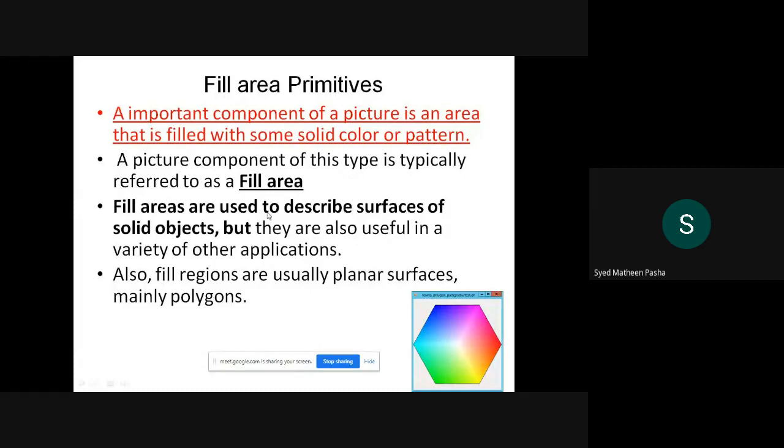Fill areas are used to describe surfaces of solid objects, but they're also useful in a variety of other applications. In some of the applications, if there are no characteristics such as color as well as patterns in it, the efficiency of that particular application is not much, right? So in those cases, we'll be using fill areas. Then also, fill regions are usually planar surfaces, mainly polygons. That is, this point basically defines the surface area of the object with respect to fill area primitives.